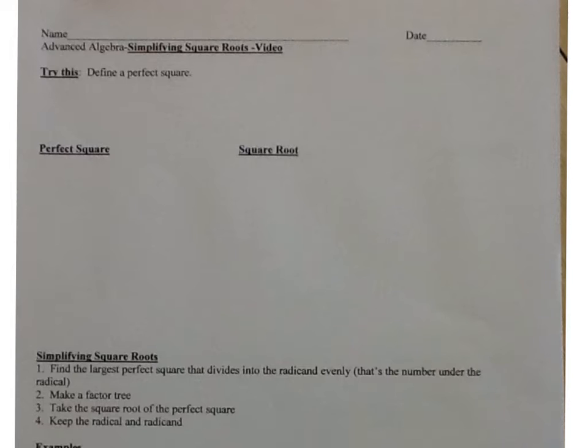So a perfect square is the product, that means the answer to a multiplication problem. So it's the product of a number multiplied by itself. Okay, like 4 is a perfect square because 2 times 2 is 4.